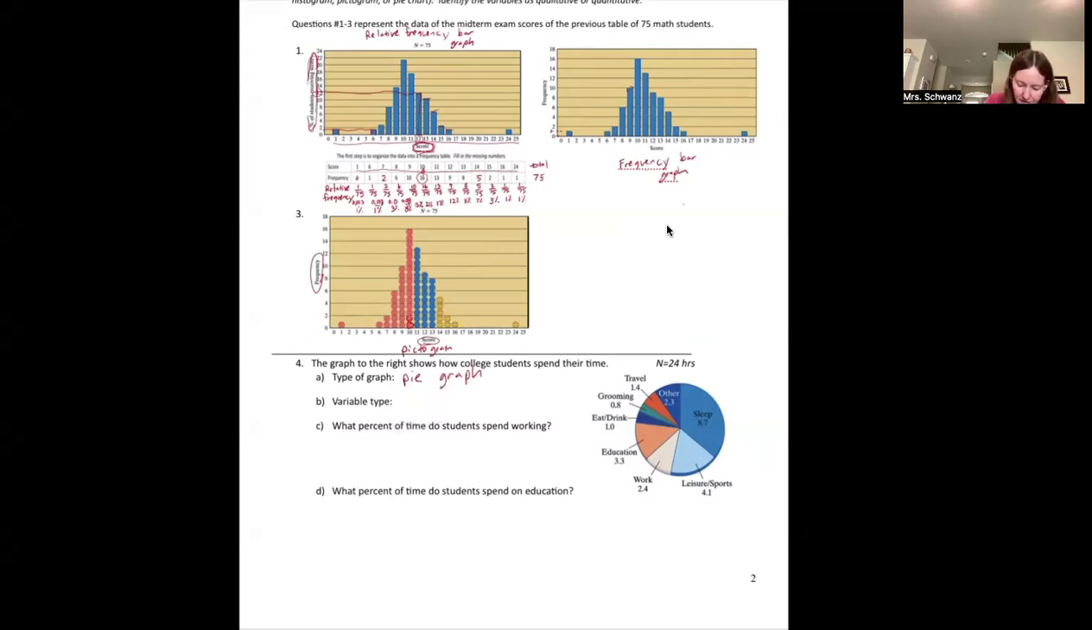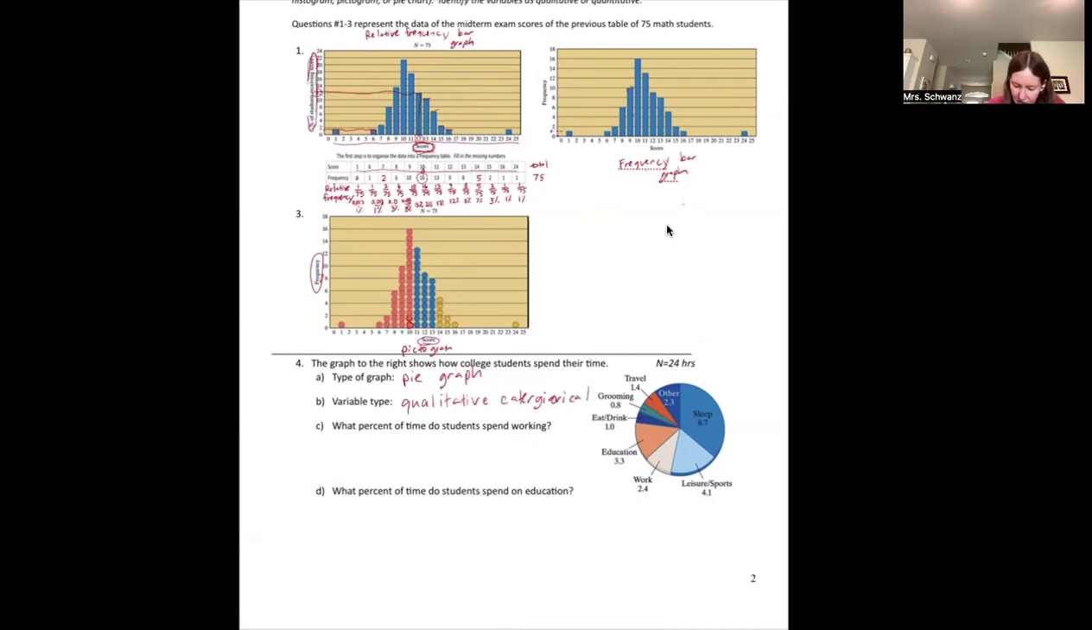Quantitative means quantity, which is how much you have. Qualitative is usually like how good is something. So this would be a category. Qualitative or categorical, because the things they're comparing here are travel, grooming, eating, education, and so on. Categorical.